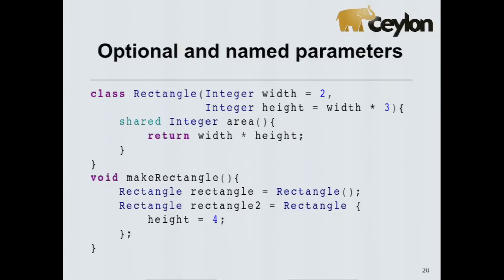The syntax is slightly different. We use brackets instead of parentheses. Yes, it's mostly for another interesting feature of Ceylon, which is a very nice way to represent tree-like structures. We'll see an example down the road. And here I can say explicitly, I'm overriding the height parameter with the value 4. And of course, the width parameter has not been overridden in this case. Okay? And it replaces in many ways the builder pattern you have to do manually in Java.